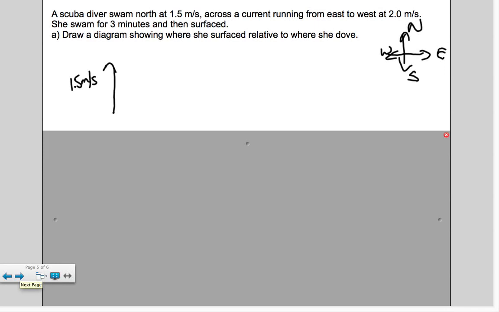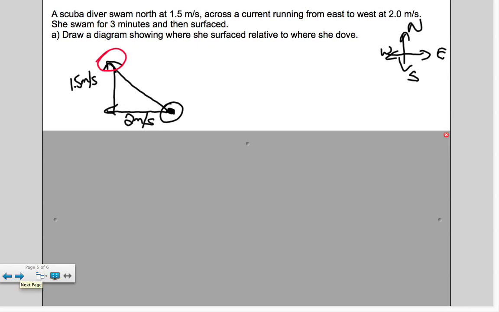So if there's no current, she would just go straight north. Problem is there's a current that's going from east to west, so right to left, that's going like this. It's sort of pushing her this way. So if she would have started here, she would have been pushed at a rate of 2 meters per second. But she's also trying to swim up, so really her net direction is going to look something like that. So if she started here, she will wind up somewhere over here.